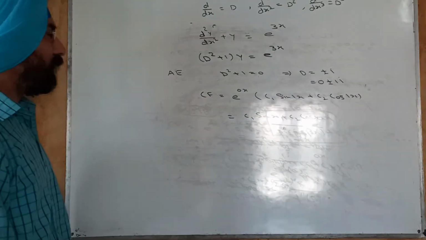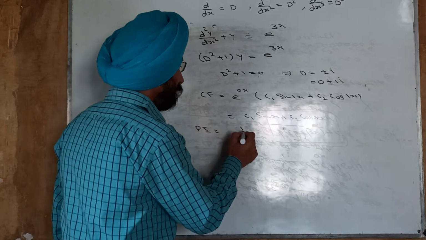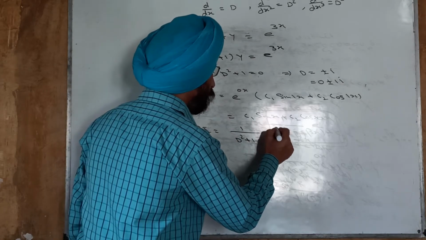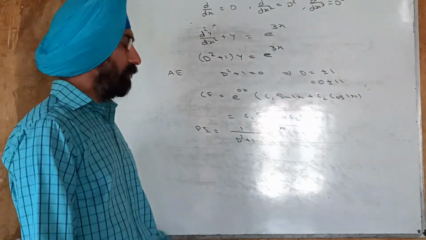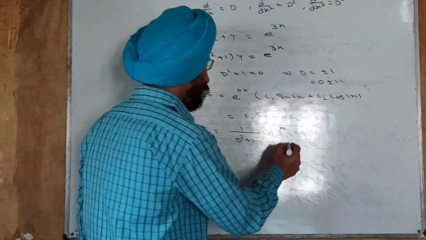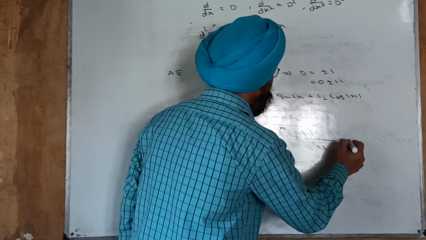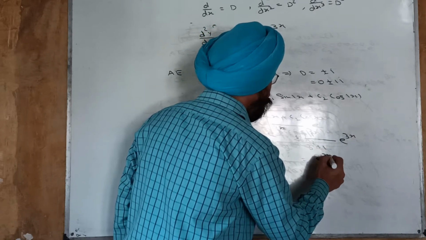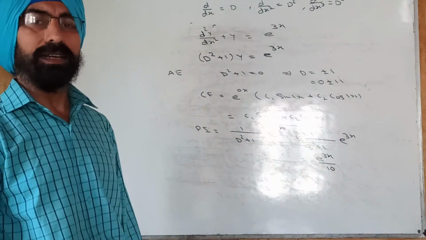And what will be the particular integral? The particular integral will be 1/(D² + 1) e^(3x). And as we discussed earlier, what we have to do? Just replace D by 3. So you will get 1/(3² + 1) e^(3x), that means e^(3x)/10. This is the particular integral.